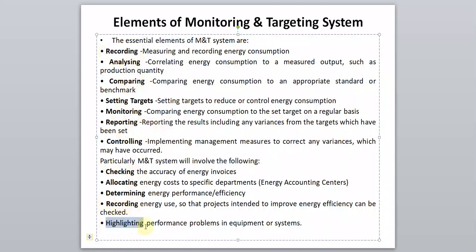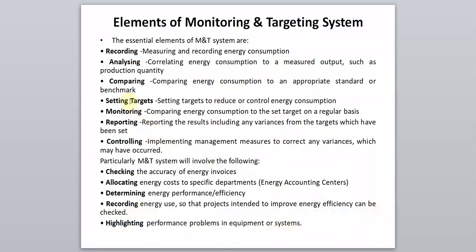And lastly, highlighting performance problems in equipment or systems. Suppose in your industry there is a big machine, a big transformer, a big induction motor, which has a very high energy consumption. Then you have to perform some experiments on the device or motor, so that you can find out the different readings and the scope of future energy conservation. That comes under highlighting the performance problems in equipment or systems.